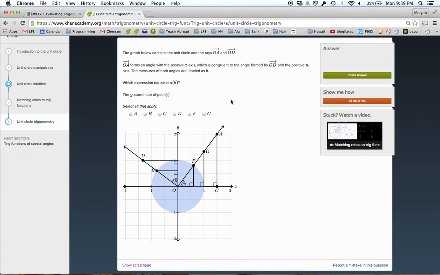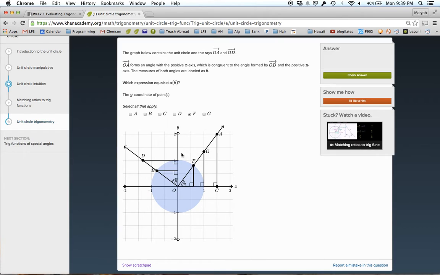All right, the graph below contains a unit circle and rays OA and OD. Which expression equals sine of theta? So we've got sine of theta here, and it looks like sine of theta with reference as the positive y-axis as the starting point. Which expression represents sine of theta? So we want the y value of this theta. So y value of f would be f.